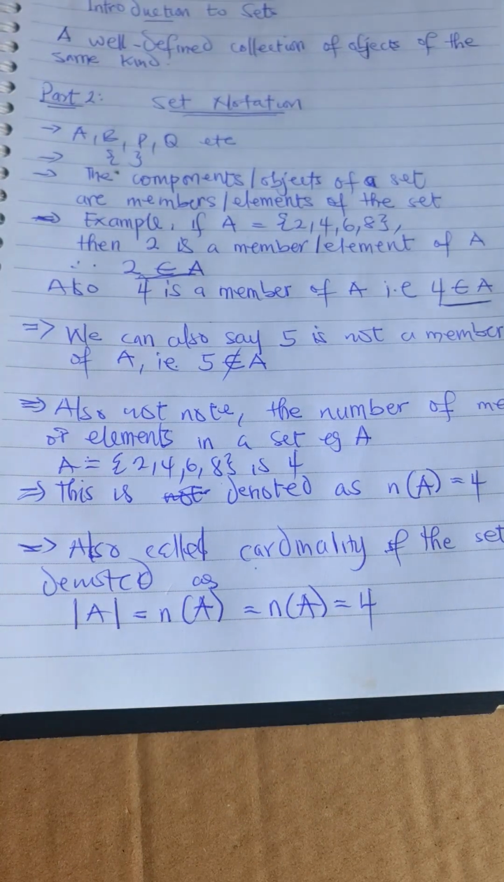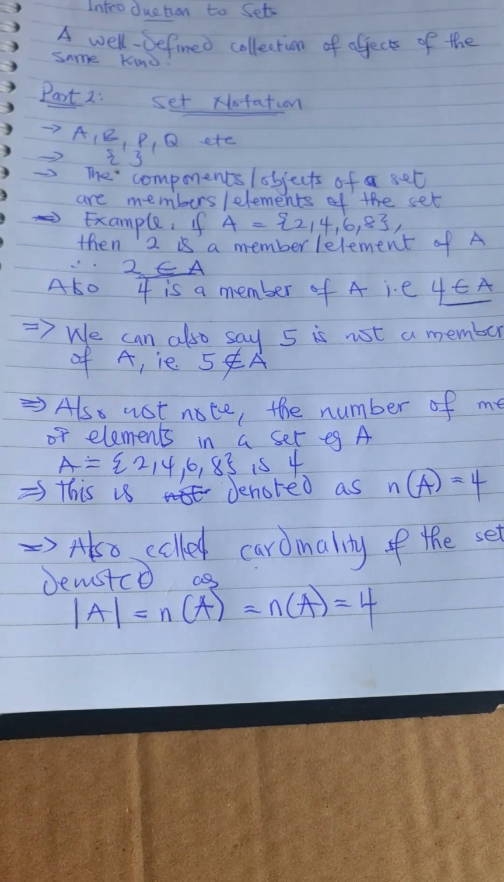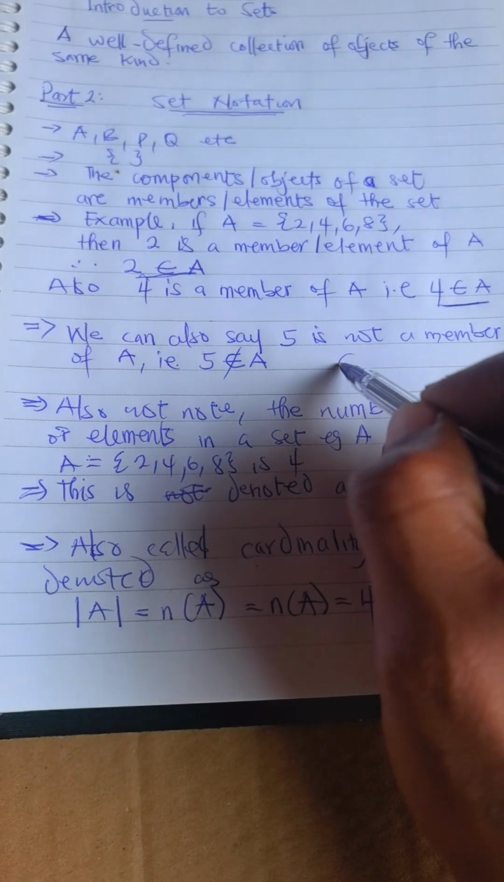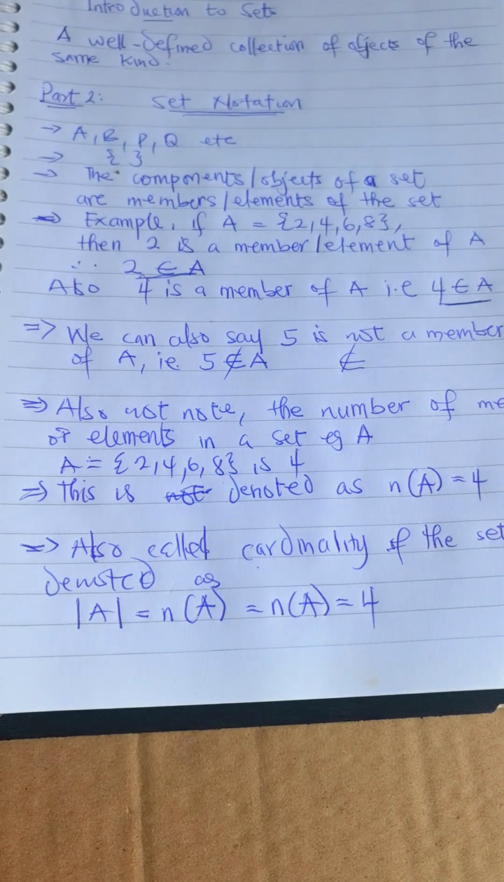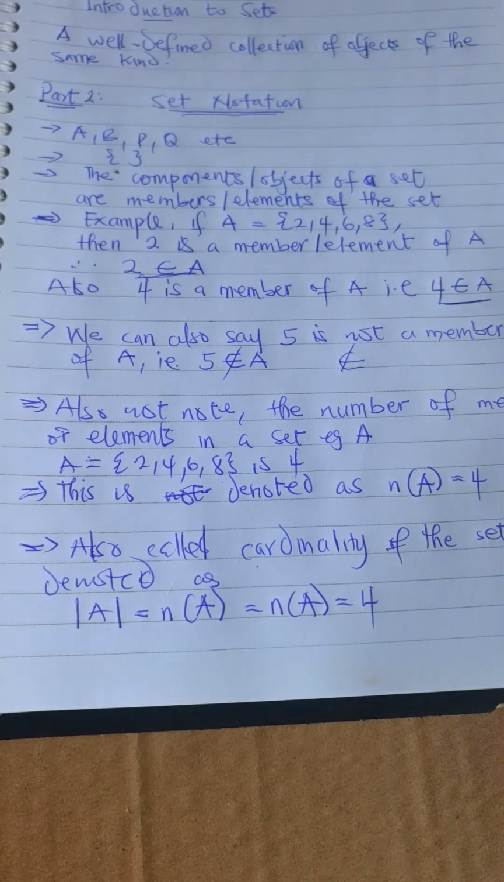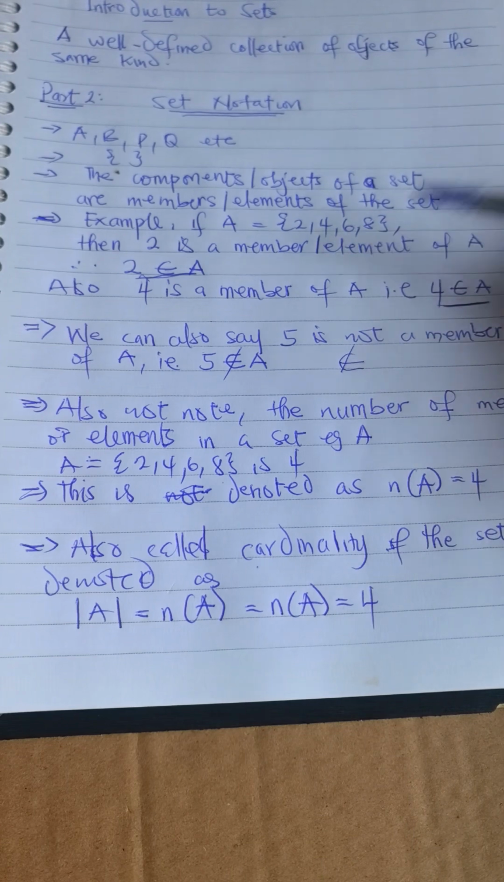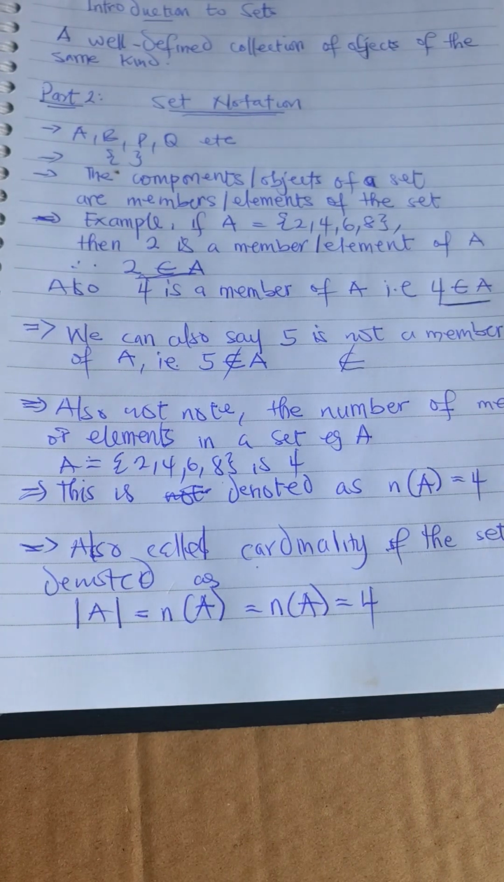Also, 4 is a member of the set, and this is how it is represented. We can also say 5 is not a member of A, and this is how it is represented: the same member symbol, crossed over. So 5 is not a member of A because the items we listed, 2, 4, 6, 8, do not include 5. That is what it means.